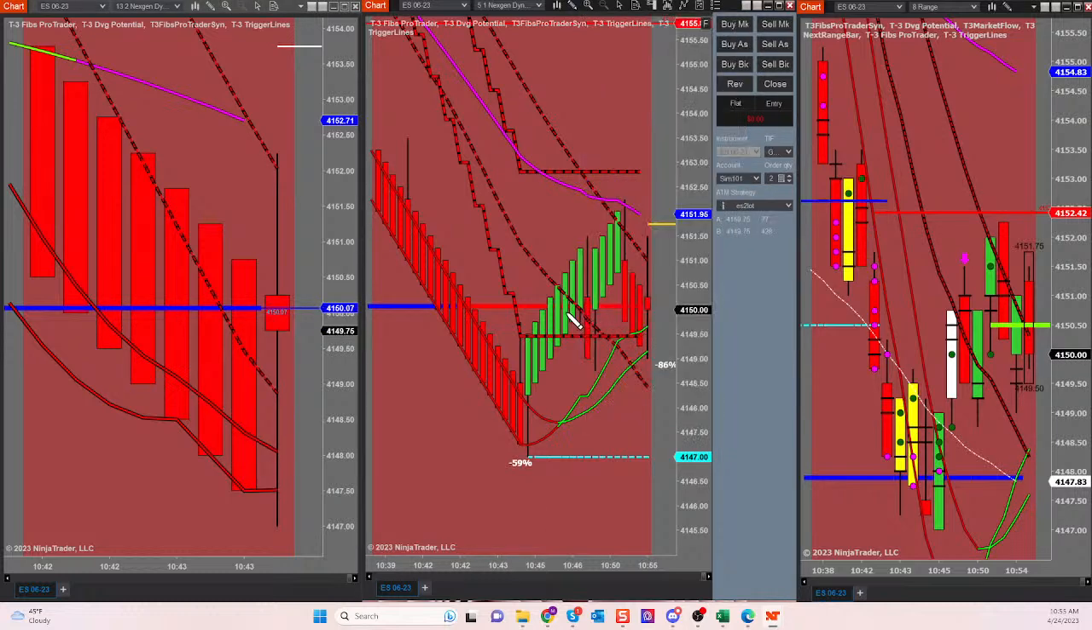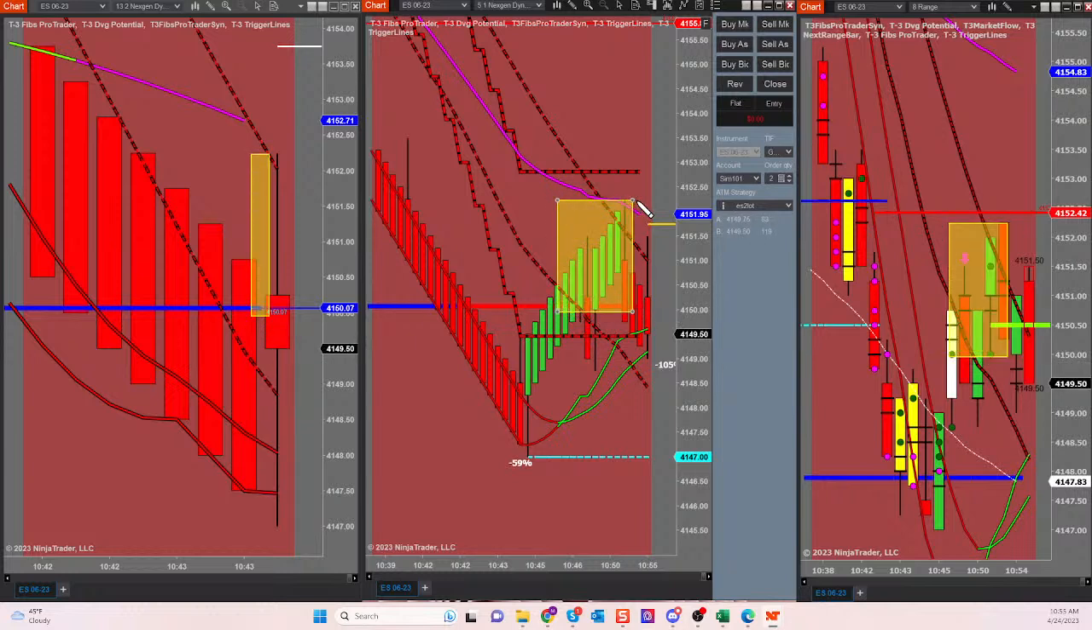Where is my window of opportunity on that first short? From 50 to 52, right? Market still hasn't made it outside of that window of opportunity. Only one divergence is printed.